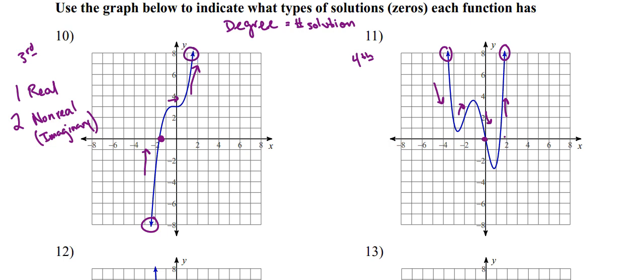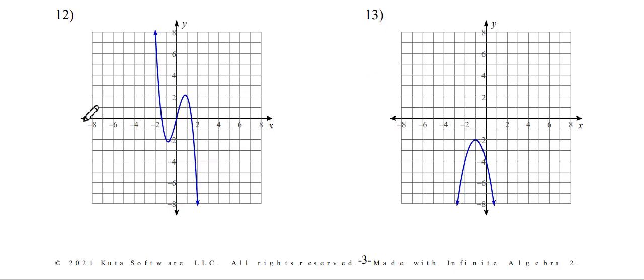And we can see 2 places where it crosses the x-axis. So that means there's 2 very real zeros that we could identify and point to, right there. Well, if it's a 4th degree function, we know 2 of them are real. Then there's 2 left, and so those would be the non-real solutions, imaginary. All right, other 2. This one, we see 1, 2, 3 real zeros.